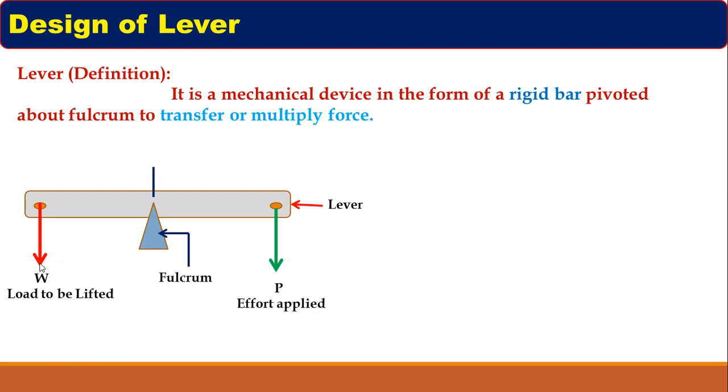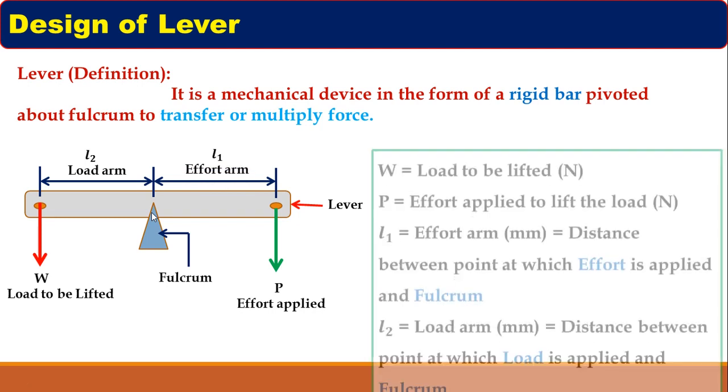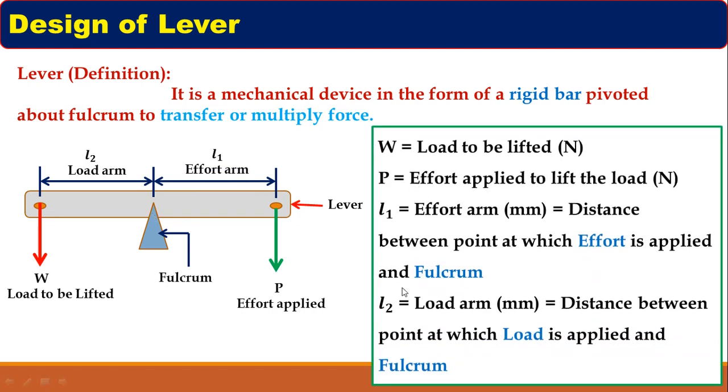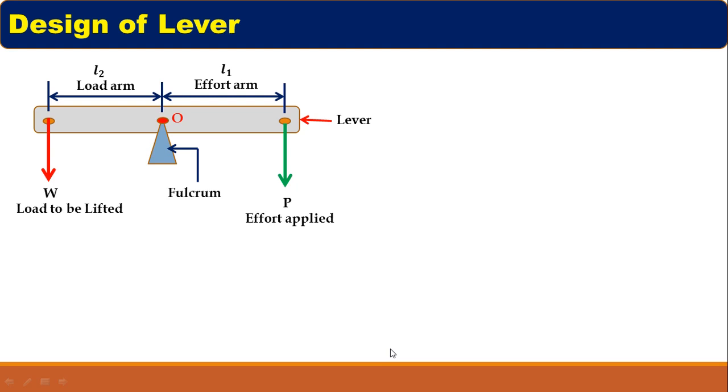So let us consider a few more terms related to this. This is the distance between this fulcrum and this load. This is called the load arm, denoted by L2. Similarly, let us consider the distance between effort and fulcrum. This is called the effort arm, denoted by L1. And these are the terms that we have considered in this diagram, that is W, P, L1, L2.